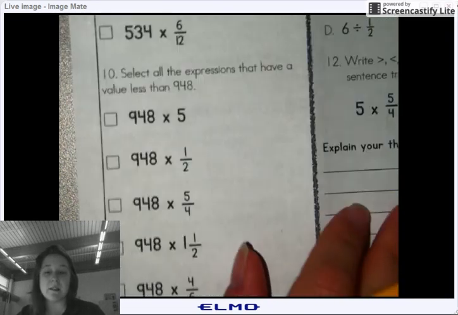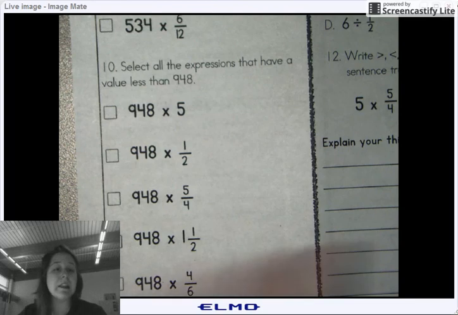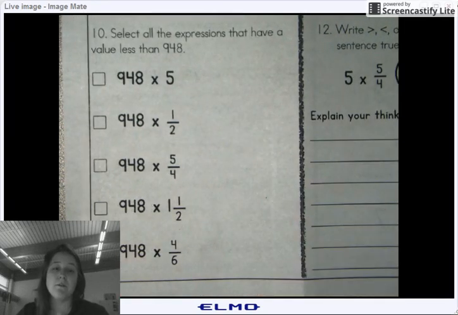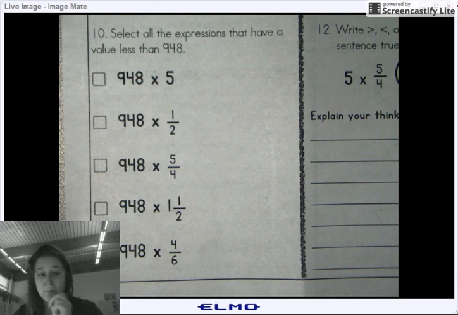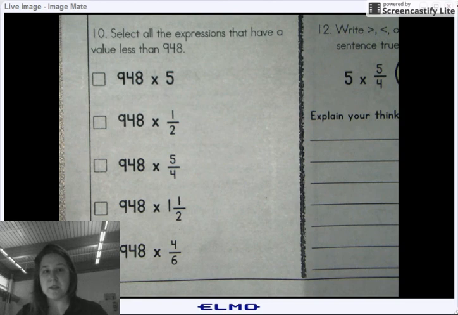Okay, question number 10, select the expression that you would have less than 948. You're going to have 1, 2. There are 2 answers here that are going to be correct. Think about the rules to have less than.